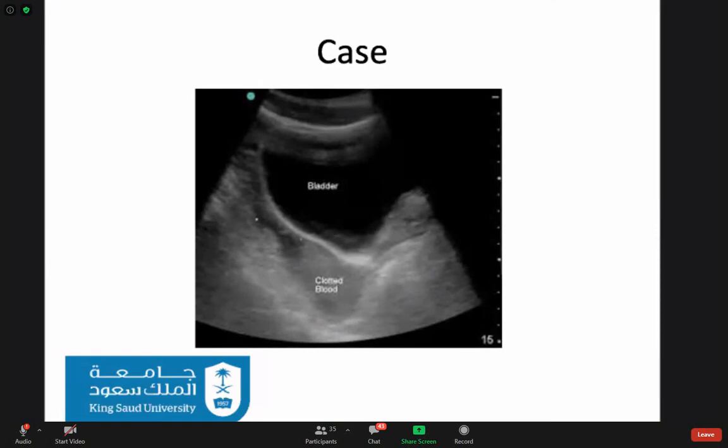OR. Positive FAST, in shock, and he has an indicator for laparotomy. Yes, goes to the OR.